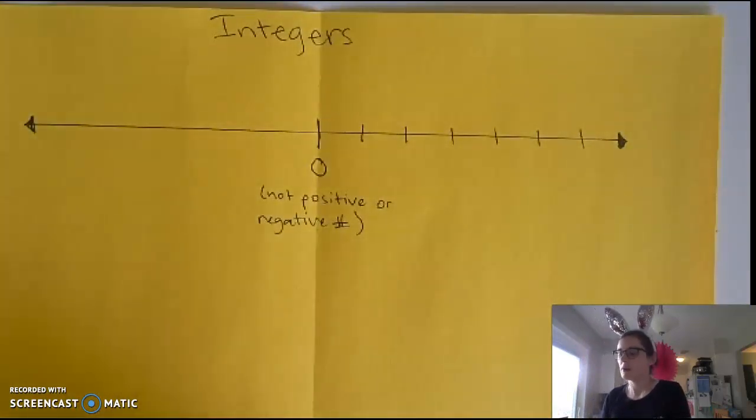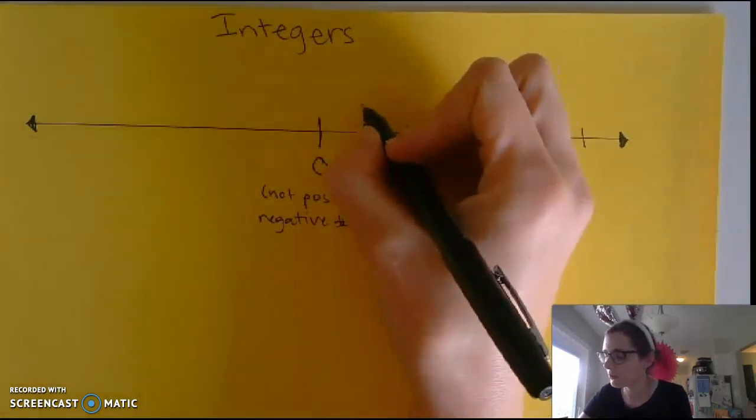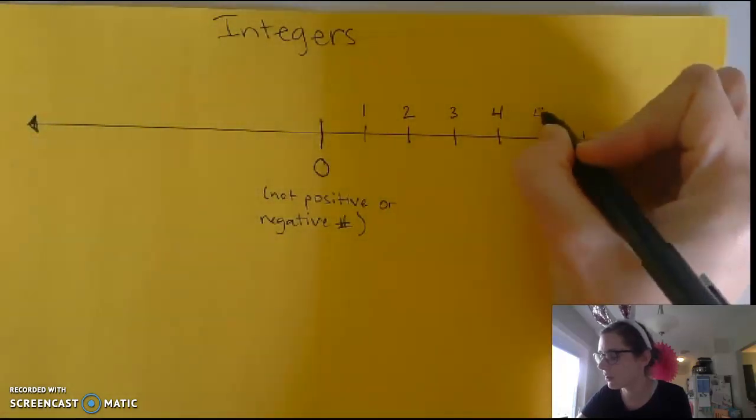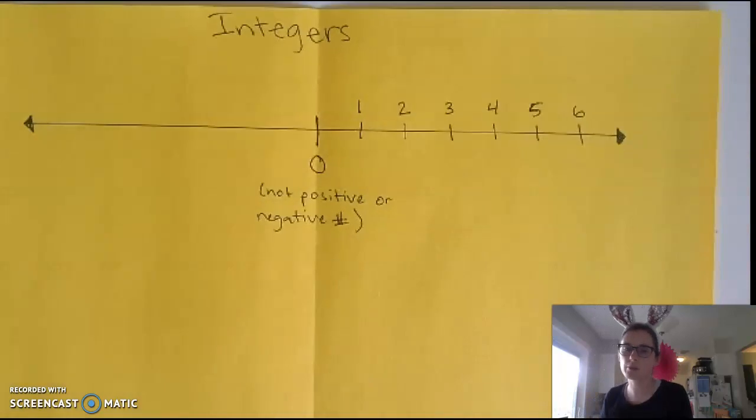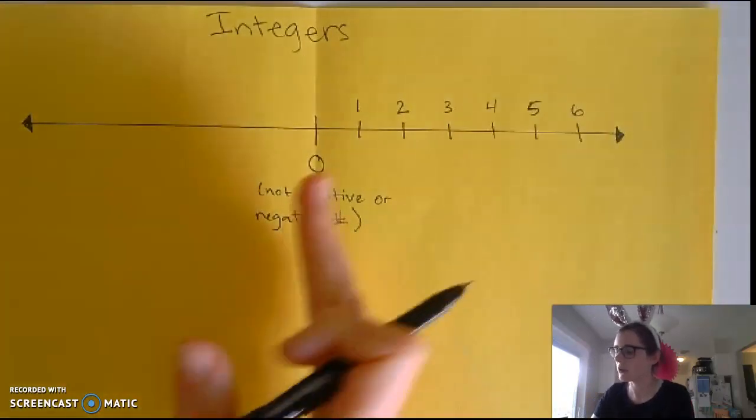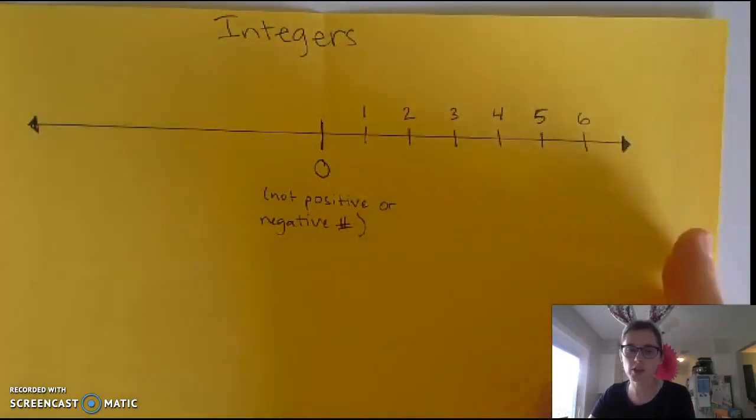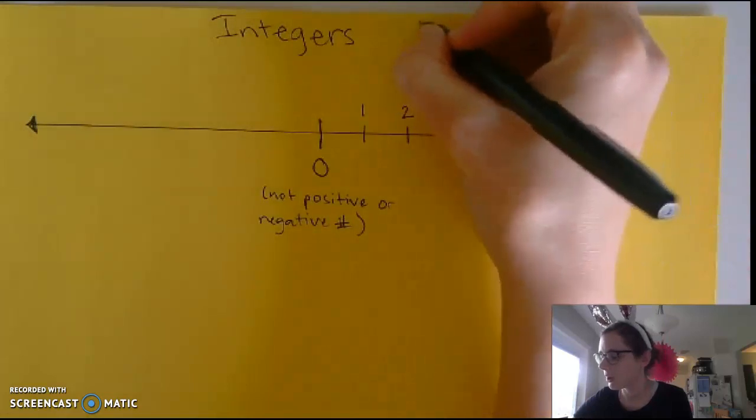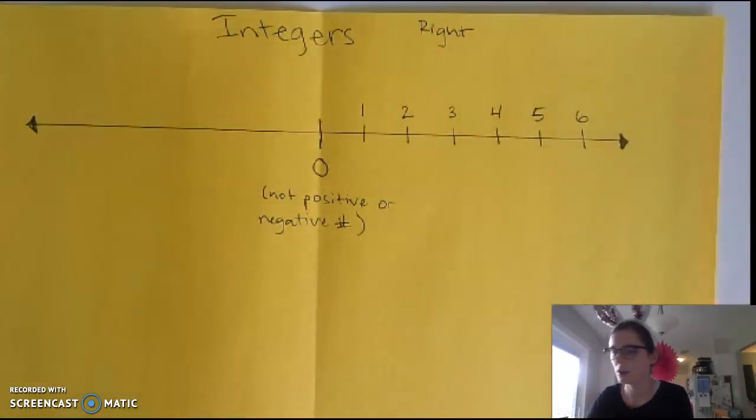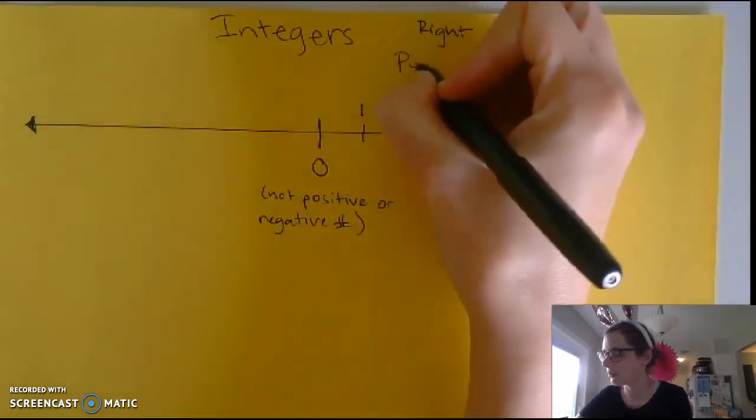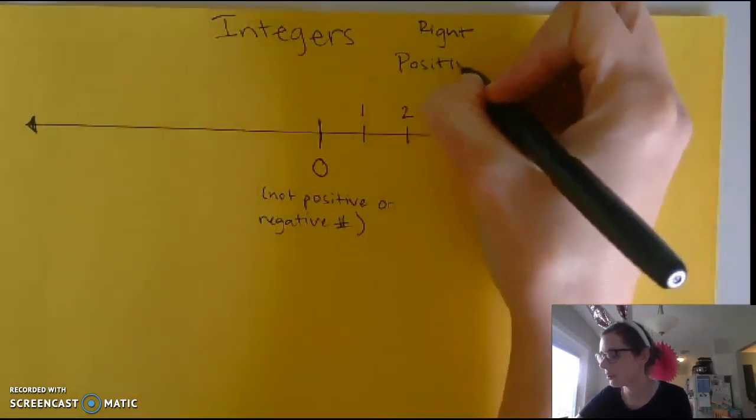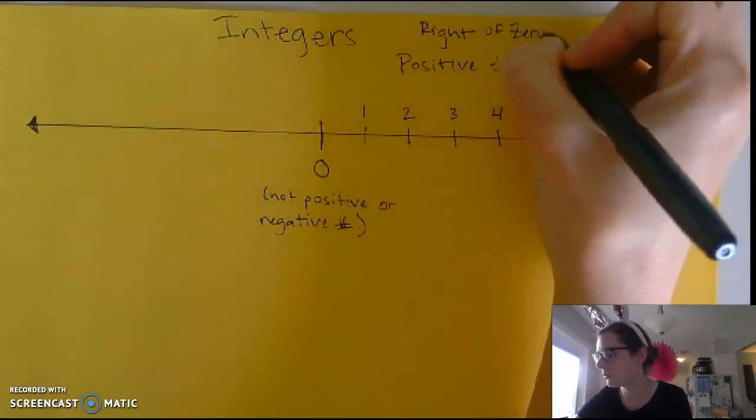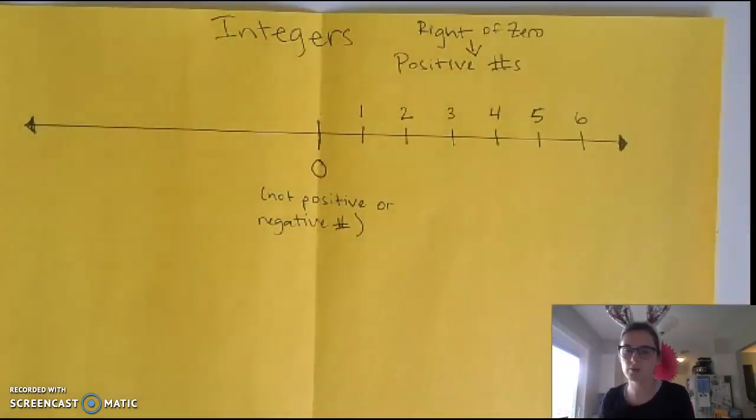Okay, I'm just going to quickly number these, and I'm going to do my numbers on the top for right now because it's easier to see. So I made it out to +6, okay? So anytime we're talking about the right side of 0, if you want to label that right side, we're talking about the positive numbers, okay? So right of 0 is going to be positive numbers.